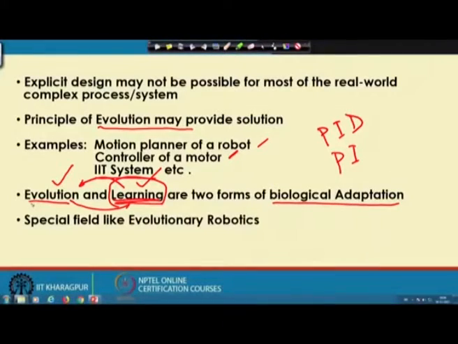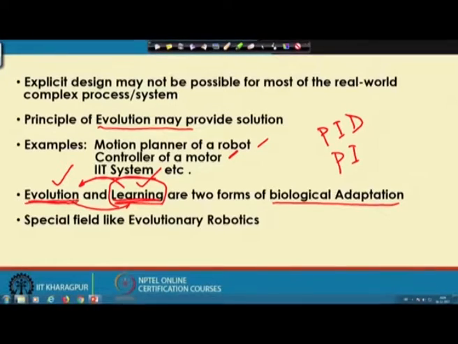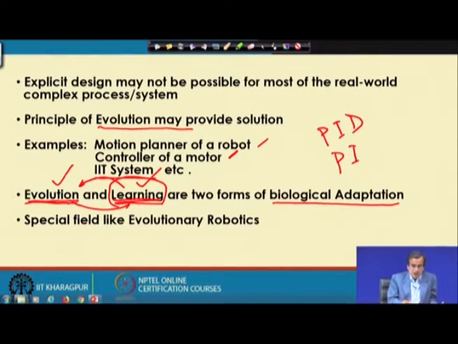Now, if you see the evolution tool, we have already discussed the working principle of genetic algorithm as a very efficient optimization tool. This genetic algorithm can also be used as the evolution tool. On the other hand, we have a few tools like the learning tools. For example, we have neural networks and the fuzzy logic system, which I have not yet discussed. Those could be very efficient learning tools.